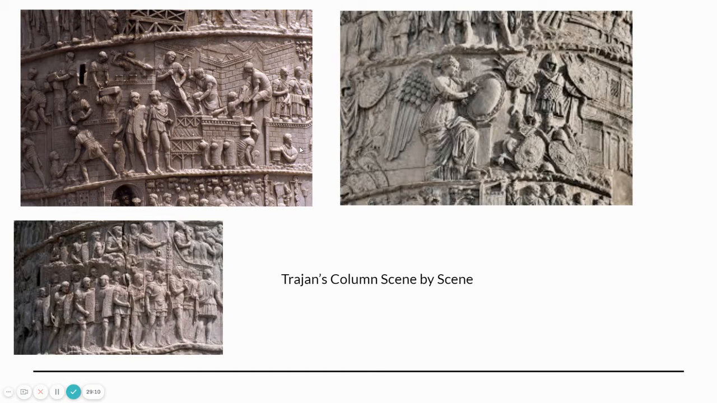There's so much carving on this column, it's impossible to become familiar with all of it, and really College Board doesn't need us to. But out of curiosity, I've put here a really wonderful link to a website that takes you through Trajan's column scene by scene. If you're just interested in learning what the scenes represent, this tells an entire story of Trajan. And if you're interested in learning more, this would be the link for you.